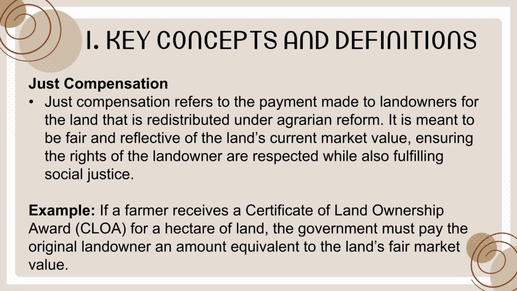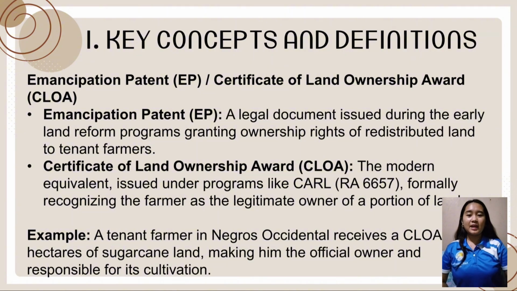For instance, if a farmer receives a Certificate of Land Ownership Award or the CLOA for a hectare of land, the government must pay the original landowner an amount equivalent to the land's fair market value. And we have the Emancipation Patent or the EP and CLOA.